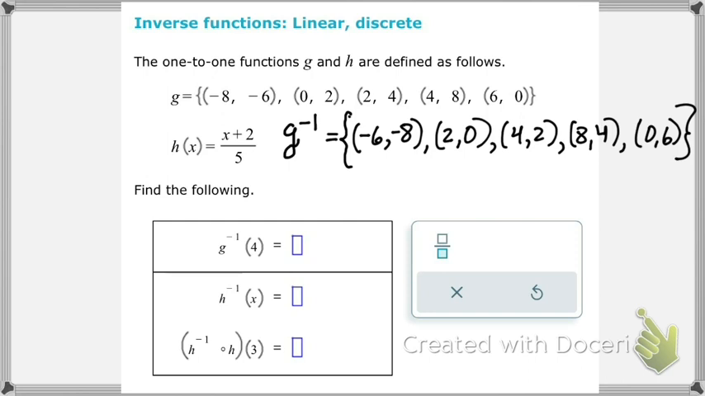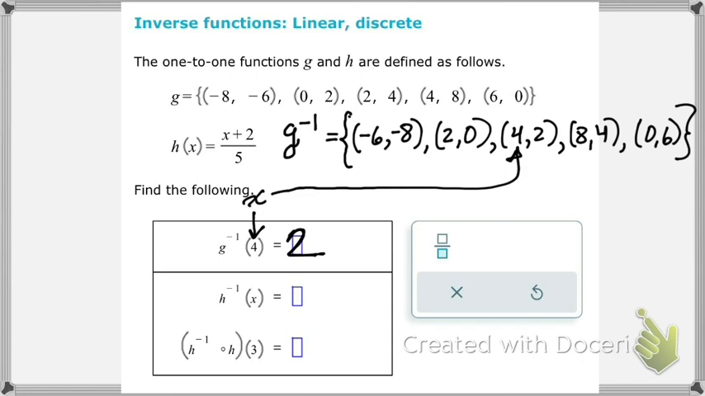Of course, from all of our work with functions, we know that when I have the parentheses there, that means x is 4. So when x is 4, what's the output for the inverse function g? So I just go over here and I find x is 4. So when x is 4, what's the output? 2. So g -1 of 4 is equal to 2.